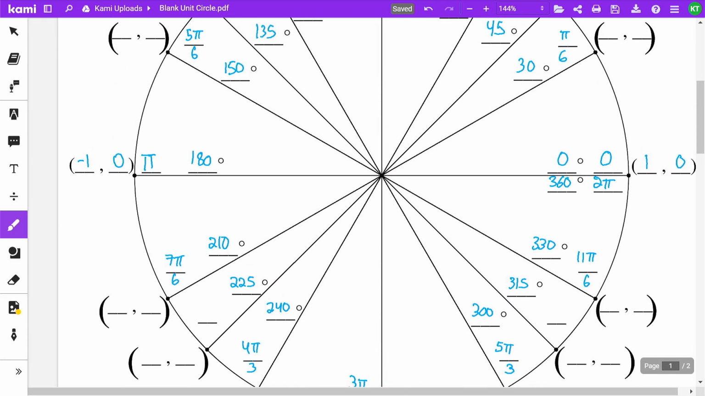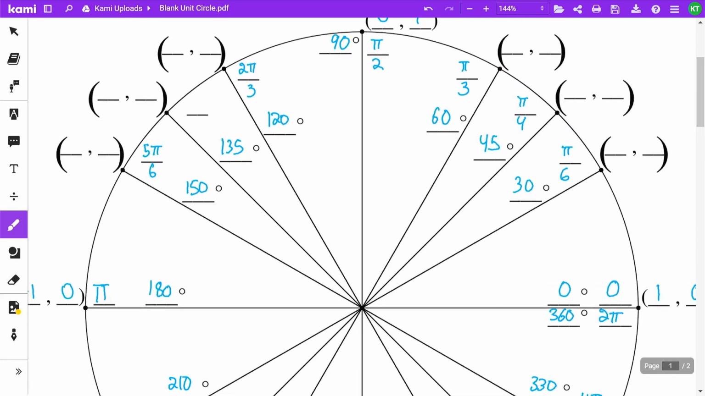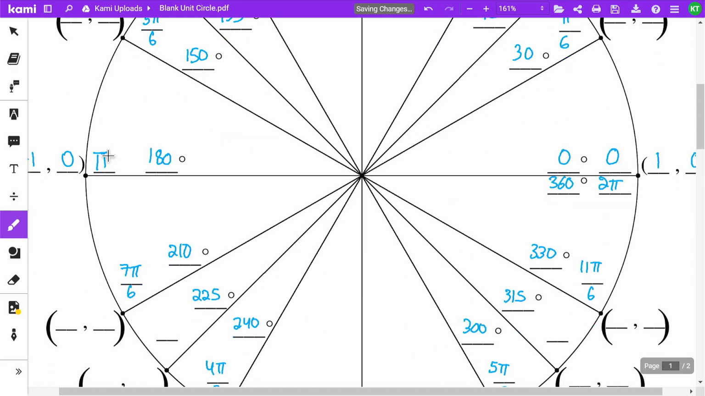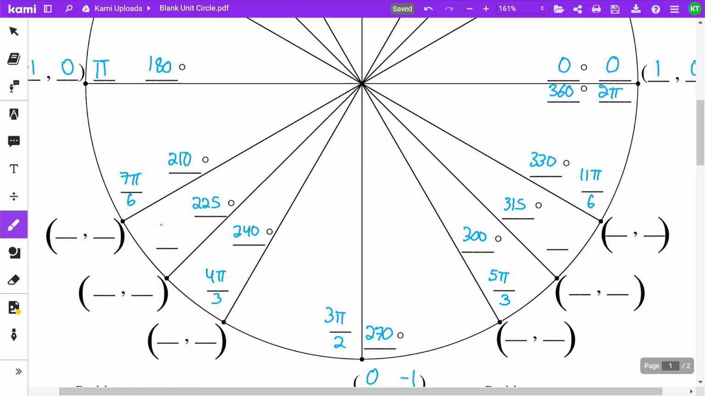Now we'll do the same thing again, but we'll do it with our pi over 4. So pi over 4, 2 pi over 4, which is pi over 2, 3 pi over 4, 4 pi over 4 or pi, 5 pi over 4, 6 pi over 4, or again, 3 pi over 2, and then 7 pi over 4. So that's how we go ahead and get our radians.